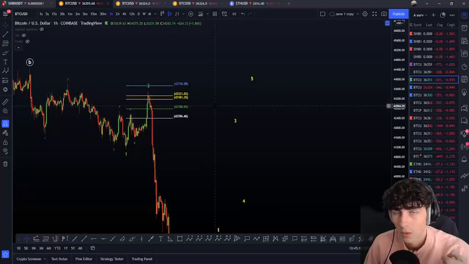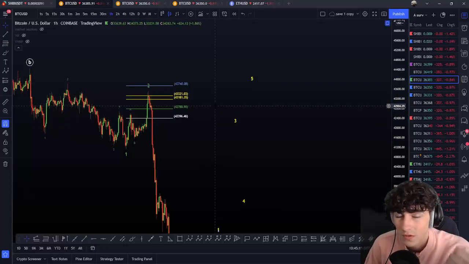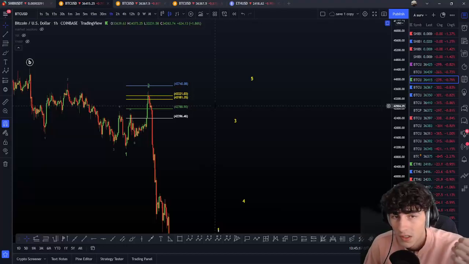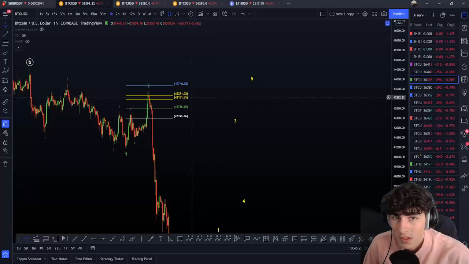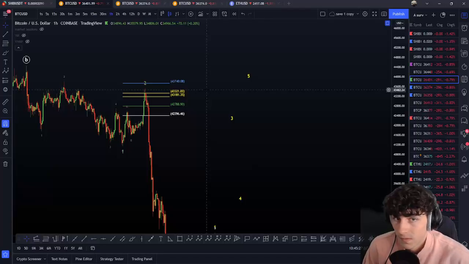What we can expect on a wave 2, we have a 73% chance to go between the 50 and the 61.8. So where we rejected, more on the 618, 66%, but this is still between the 50 and 61.8. So we have 73% to go there, so that's why that's wave 2.